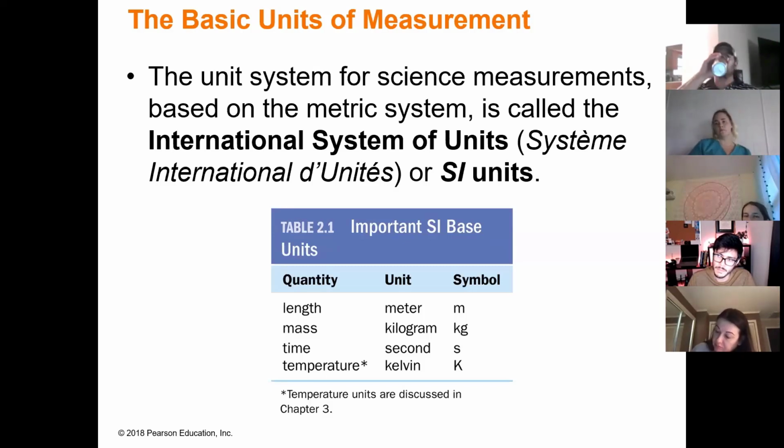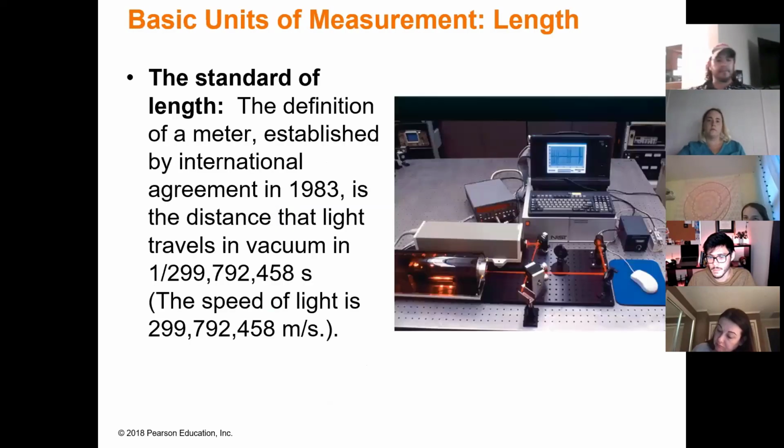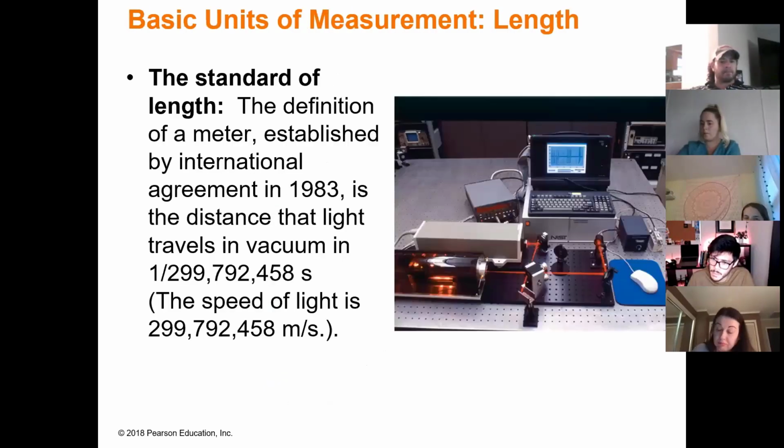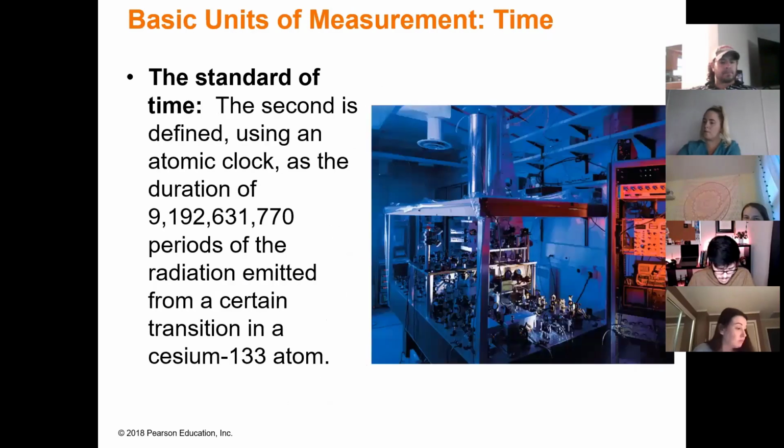So the international system of units, or the SI units, the standard units that they use in science throughout the whole world, are going to be in these more appropriate metric units. Length is going to be in a meter, mass is actually in a kilogram, but the base is a gram. Time is in seconds, and temperature is in Kelvins, which relates directly to Celsius. We'll look at that a little later.